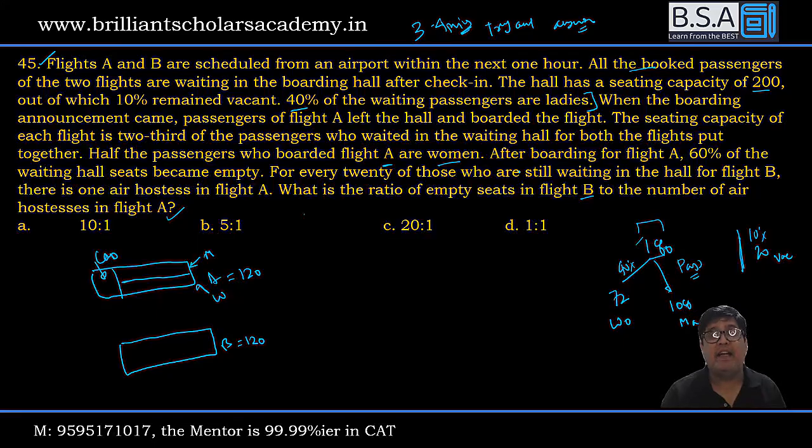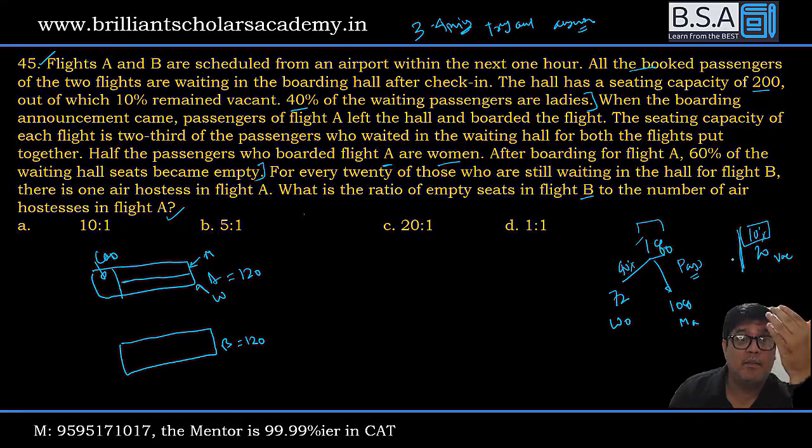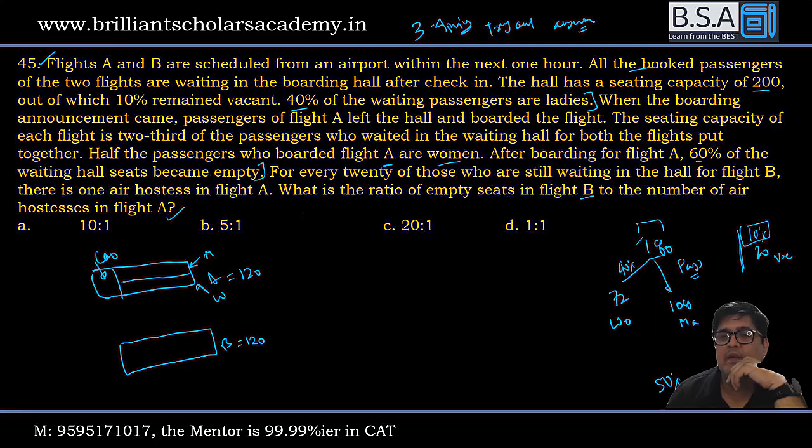After boarding flight A, 60% of the waiting hall became empty. How much was empty in the beginning? 10%. It was 10% empty. Now, when flight A has been boarded, it becomes 60% empty. Can I say it will become a further 50% empty? It was already 10% vacant, so it will become 50% empty further.